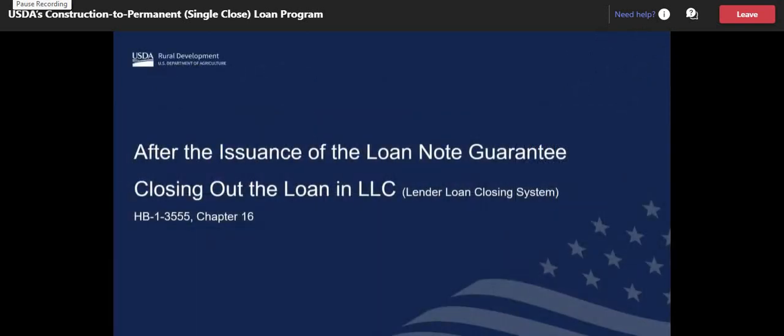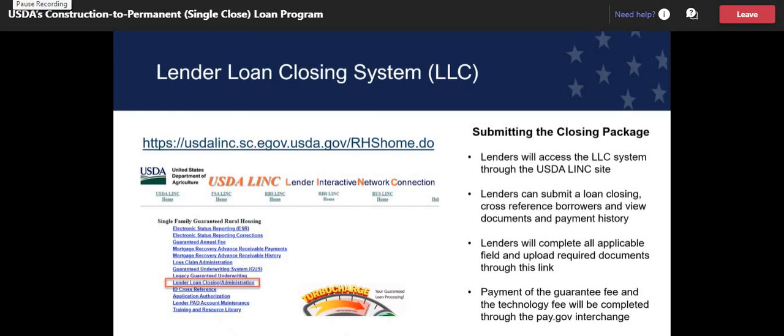So after the issuance of the loan note guarantee, closing out the loan in the lender loan closing system. Okay, we'll talk about that now. In the lender loan closing system, lenders can add or update a loan closing from the Lender Loan Closing Administration link on the USDA LINC site. Most information will be pre-filled based on information you input already in GUS. Additionally, the fee section will have the technology fee pre-populated, as well as the upfront guarantee fee, which is pre-populated based on the amount of the loan, okay? If a loan amount decreases, the upfront guarantee fee will be modified when the page is submitted by the lender.